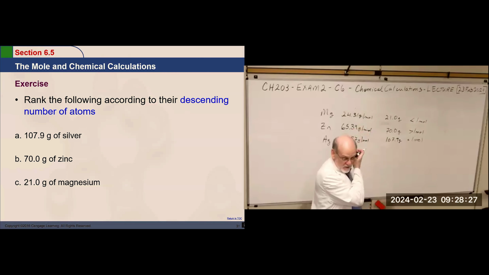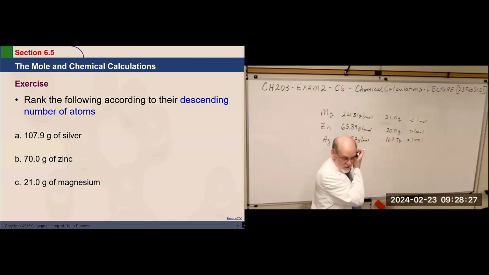I actually calculated it out here, but you don't have to. If you've only got 3, you can compare them fairly easily. So that should be B, let's see, zinc, silver, magnesium. Yep. All right. They get more and more complicated as we go.